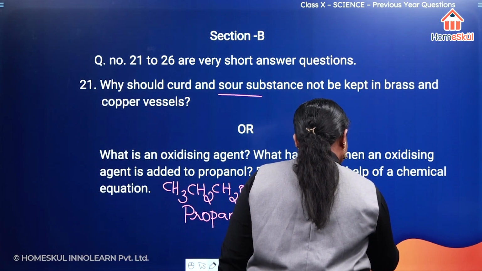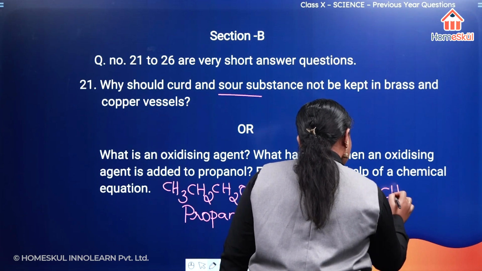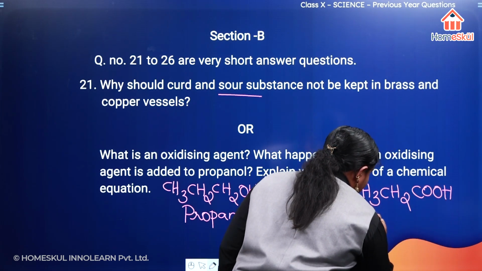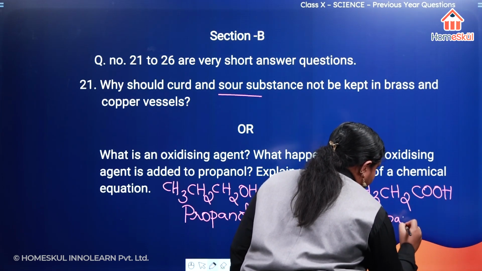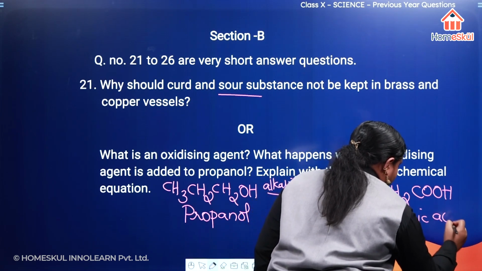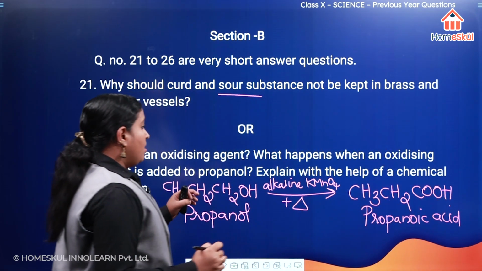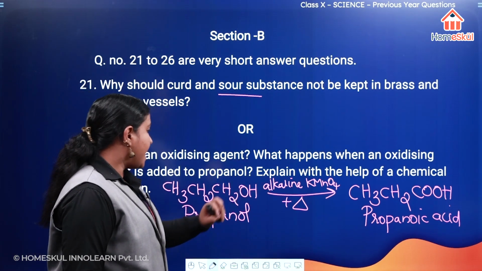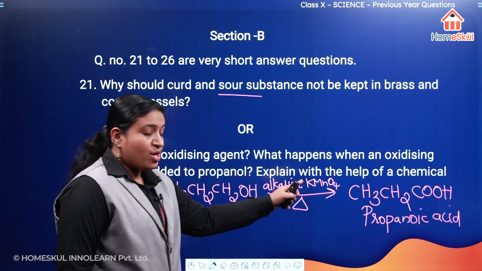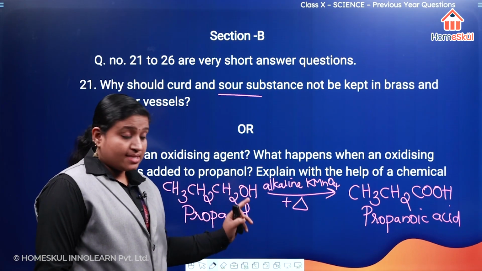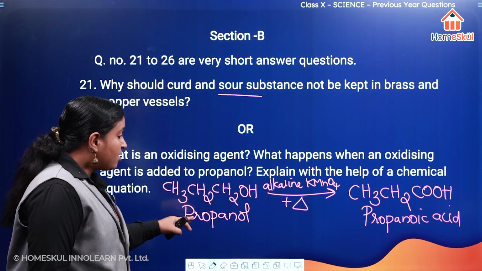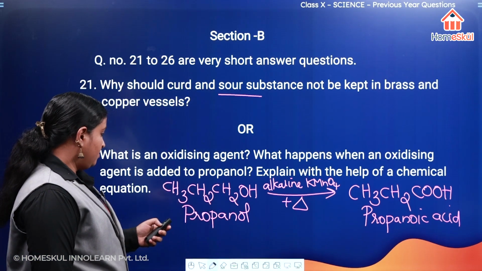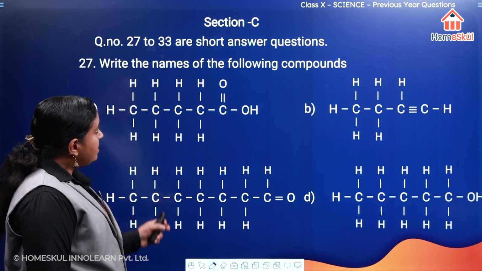So we will get CH3, CH2, COOH. That is propanoic acid. Clear? So this is the equation. Propanol on adding an oxidizing agent like alkaline KMnO4 or acidified potassium dichromate, what will happen? Alcohol gets converted into the corresponding acid. Coming to the next question.